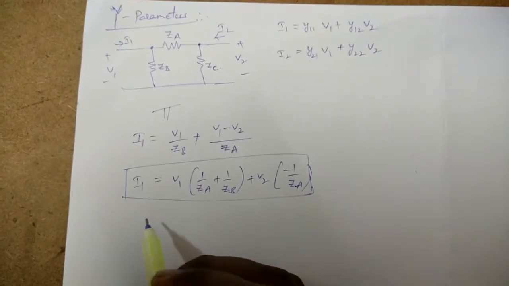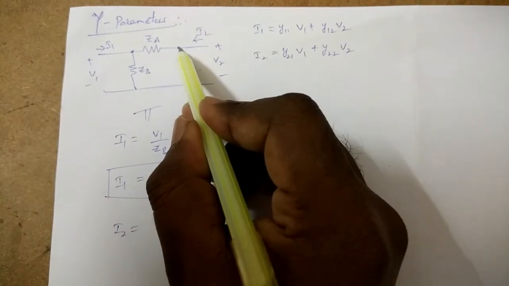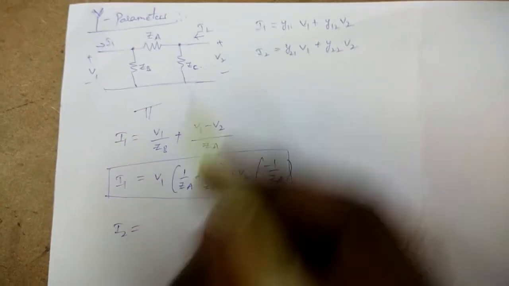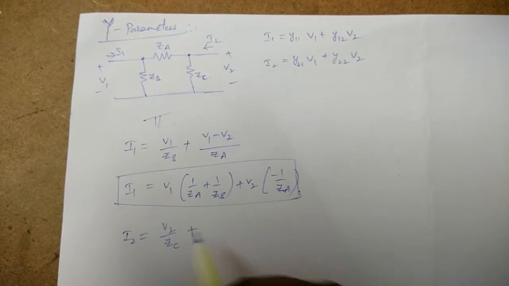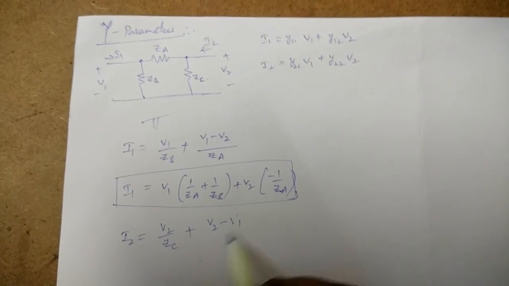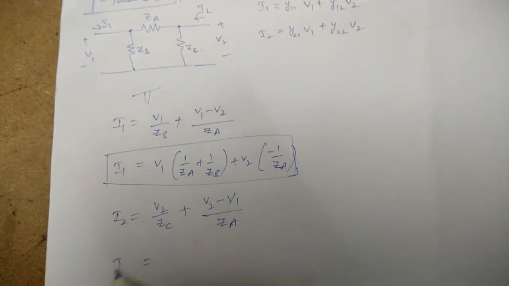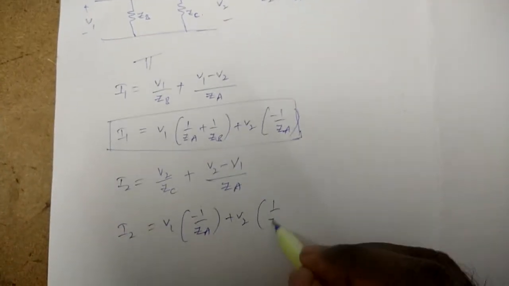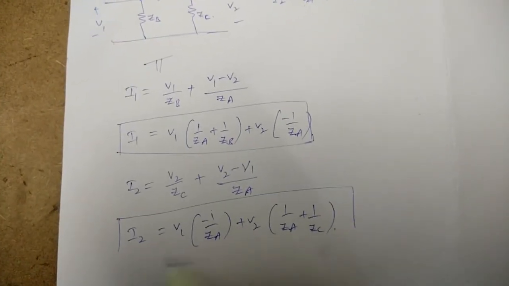Now another equation corresponding to I2. Some part will go into ZA and some part of current will go into ZC. So the part of current going to ZC is V2 by ZC, plus V2 minus V1 divided by ZA, and that is equal to I2. So take V1 common, minus 1 by ZA, plus V2 common, 1 by ZA plus 1 by ZC. This is another equation.